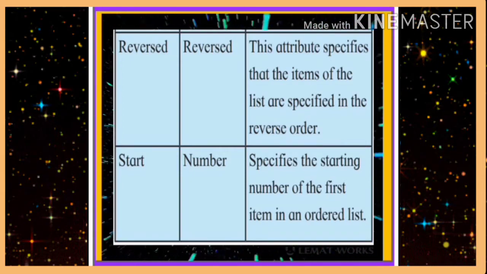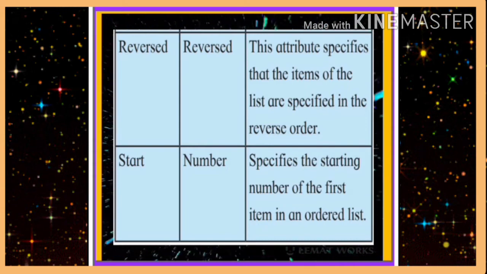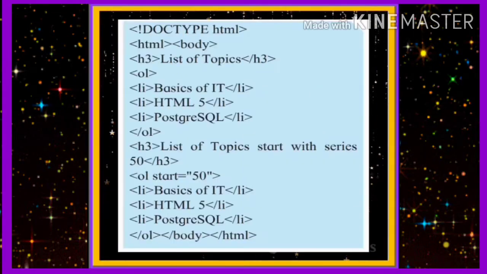And the last attribute is start. It takes numbers as values. It specifies the starting number of the first item in an ordered list. So these are the attributes of OL tag. Now we see how to create a list by using OL tag. Here is one example. In this example there are two ordered lists. Li tag is used to insert the elements in an ordered list. It is a pair tag, so you have to close the Li tag.